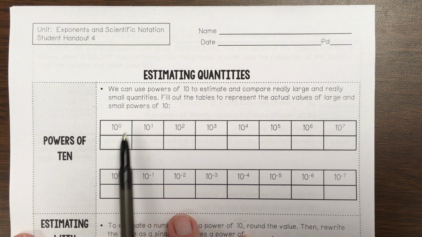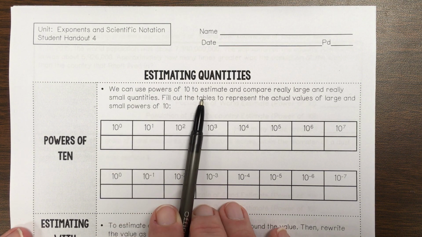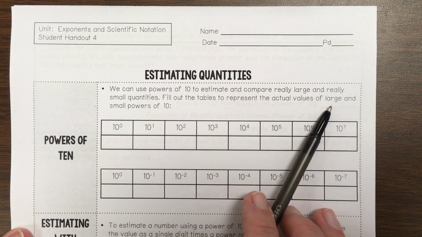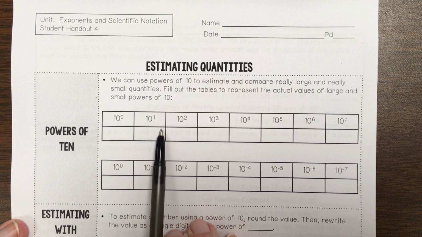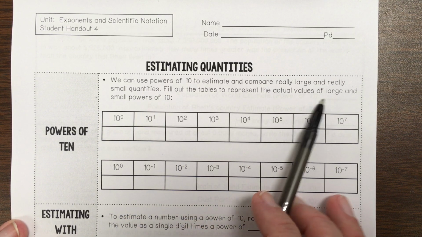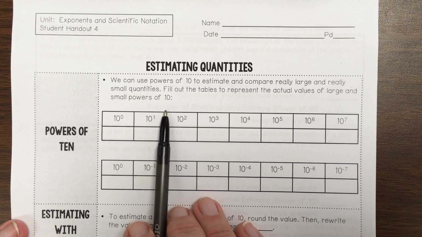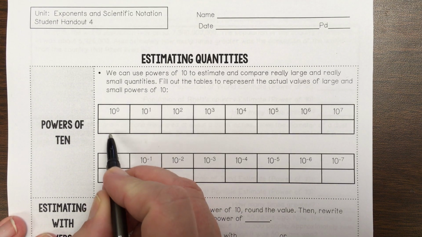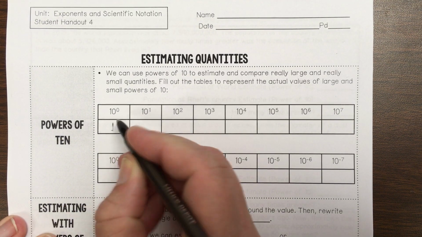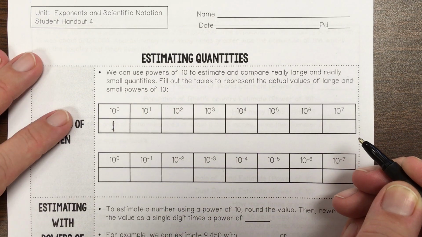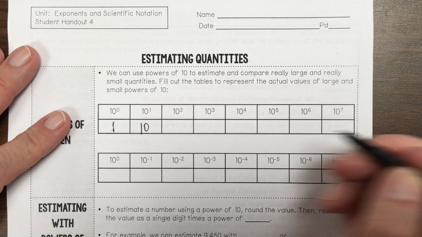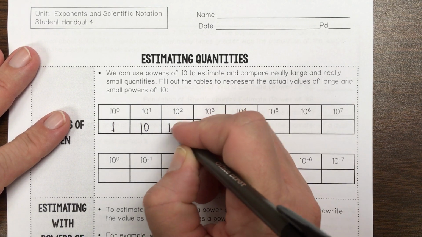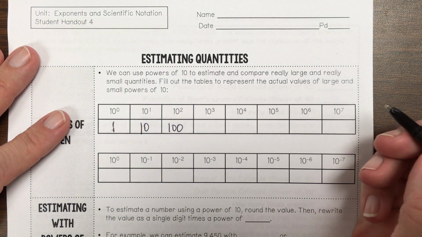Estimating quantities. We can use powers of 10 to estimate and compare really large and really small quantities. We're going to fill out the tables to represent the actual values of large and small powers of 10. Anything to the 0 power is 1. Anything to the first power is itself. 10 squared we know is 100.